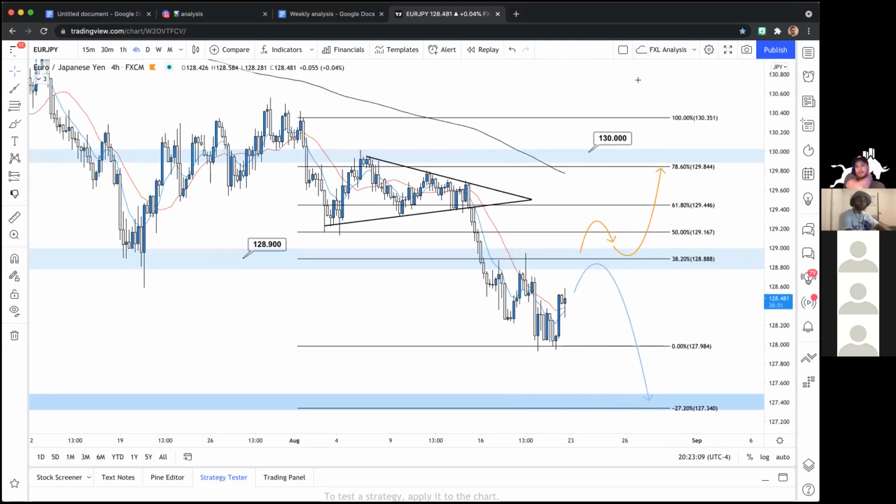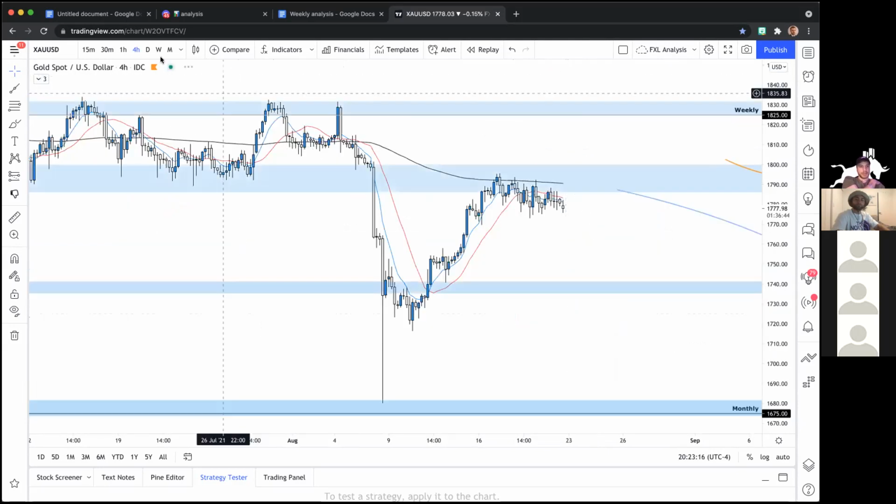I mean, we'll see how it plays out. But I'm looking forward to this short if it does. That'd be really, really nice. Good amount of pips there. All right, so that's EJ. Let's move on to gold.